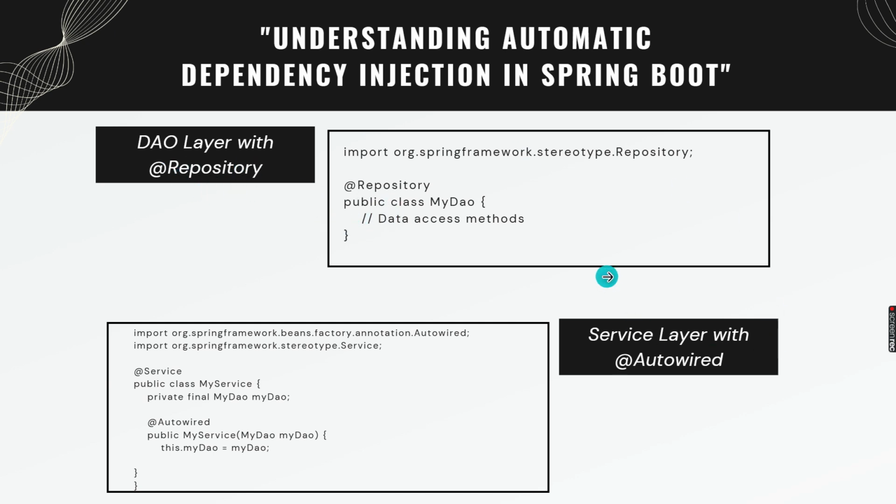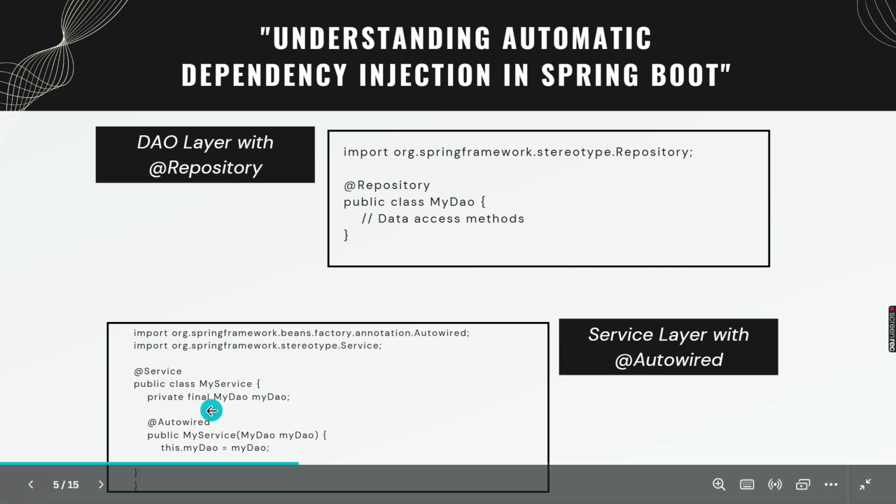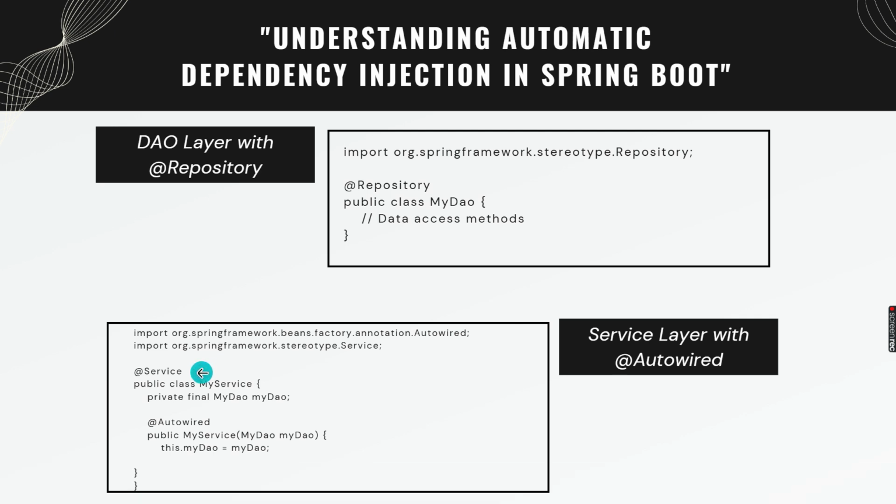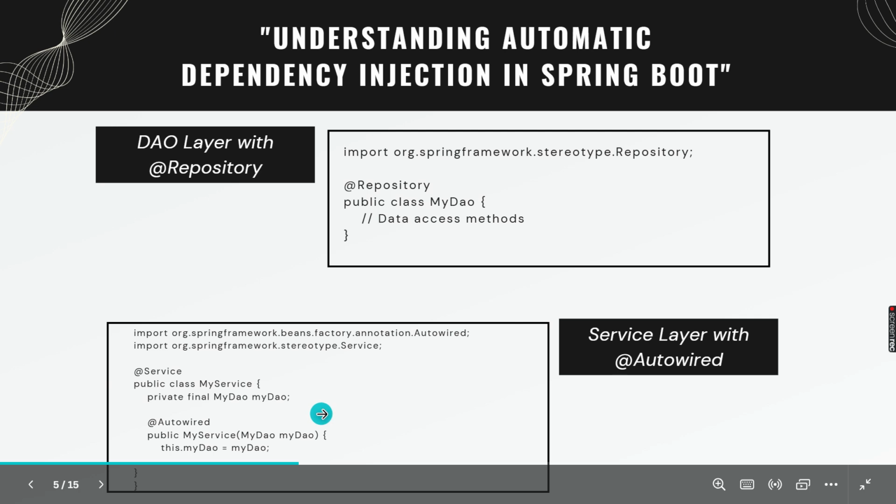This is the code snippet: @Repository and the class MyDAO. This is the DAO class, and upwards we have given @Repository. This is the service layer with @Autowired. In the service class, upwards we have given @Service, and then when we are passing this DAO into my service class, we are mentioning it with @Autowired.